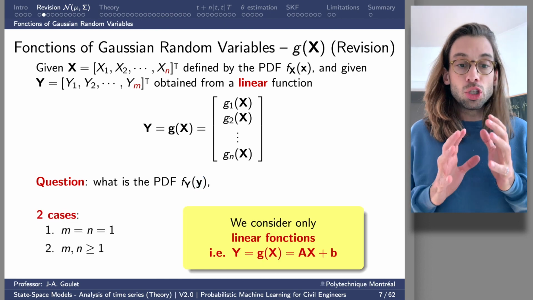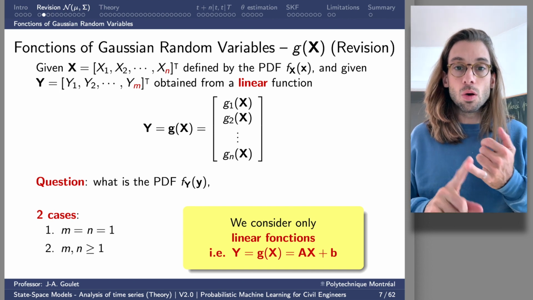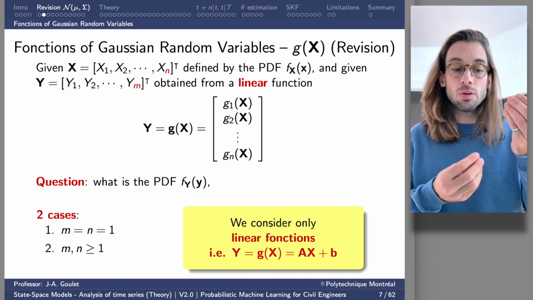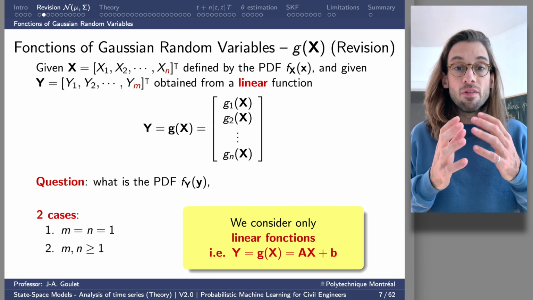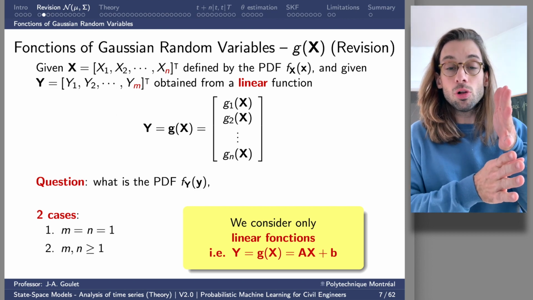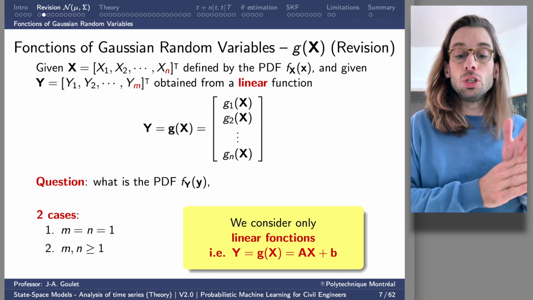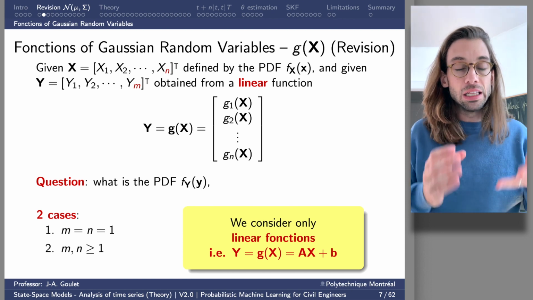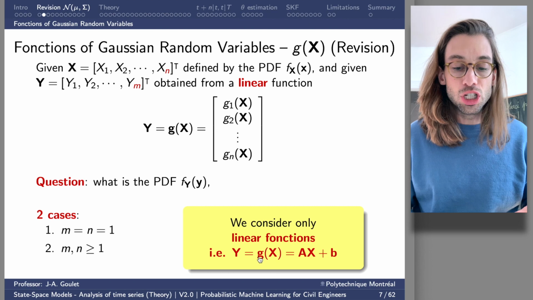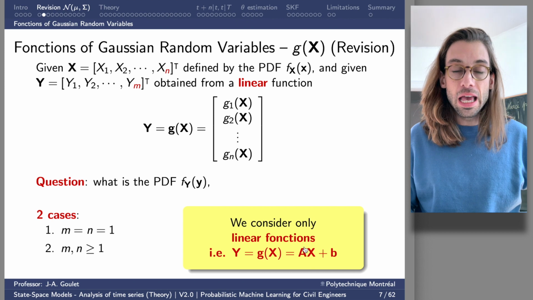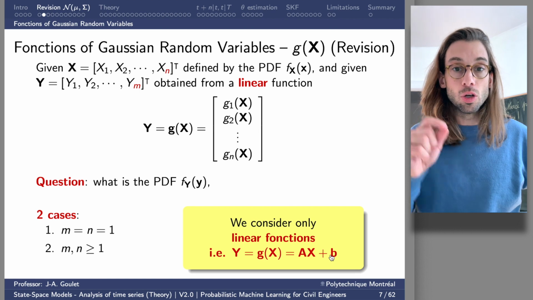There are two cases we're going to see here. The first case is a one-to-one transformation, with one input variable X and one output Y. Then we're going to generalize this: what happens if we have many n and many m, an arbitrary number of input and output random variables? Here we're going to restrict ourselves to a special class of function, linear functions. It means we're only going to consider g of X in the form AX plus b, where A is a deterministic matrix, X is a vector of random variables, and b is a deterministic vector.